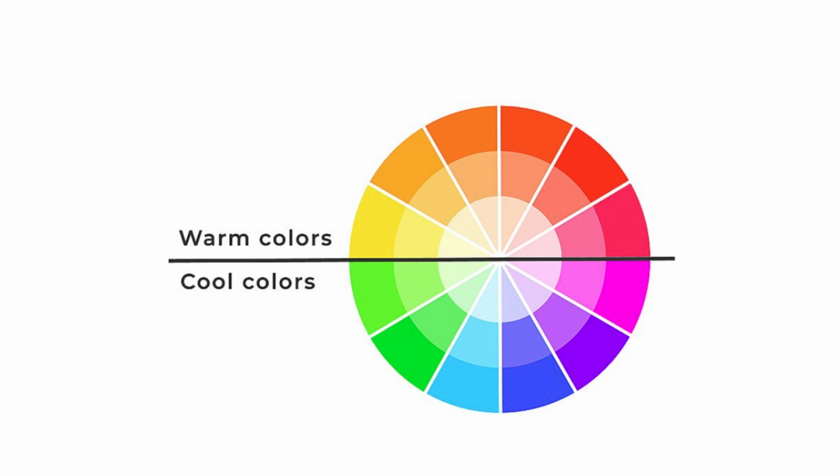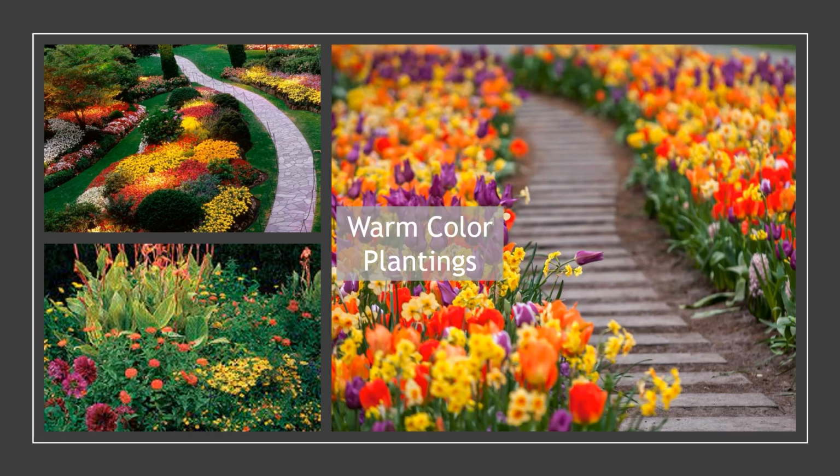Here are some examples of a warm color palette and how plants are used in a warm color planting. You can see that there's a lot of yellows, a lot of reds, a lot of oranges in these examples. Warm colors are used typically as a way to excite and to energize. They are inviting and they are welcoming.